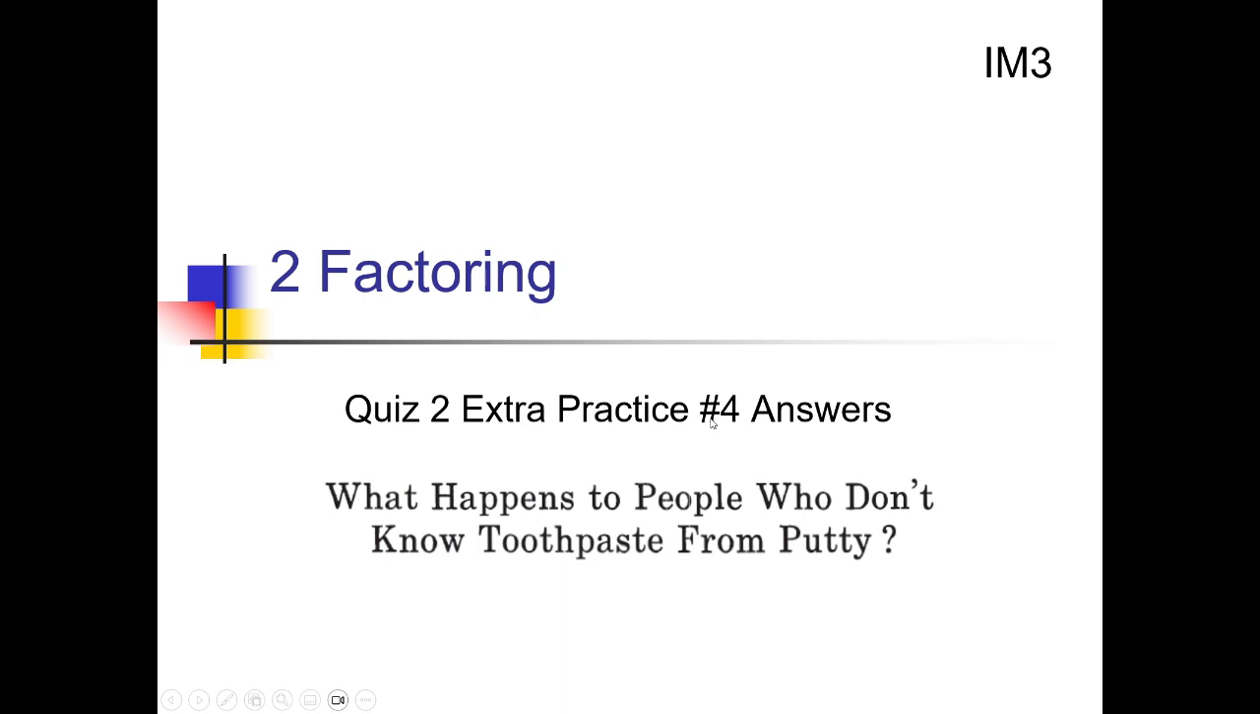Hello there, Mr. Sutton here, bringing you the IM3 Chapter 2, Quiz 2, Extra Practice Number 4 solutions on reviewing factoring completely. There's a puzzle that goes with this. Let's go ahead and take a look at that.